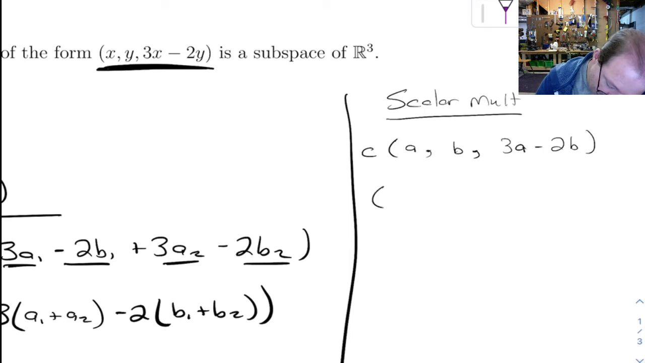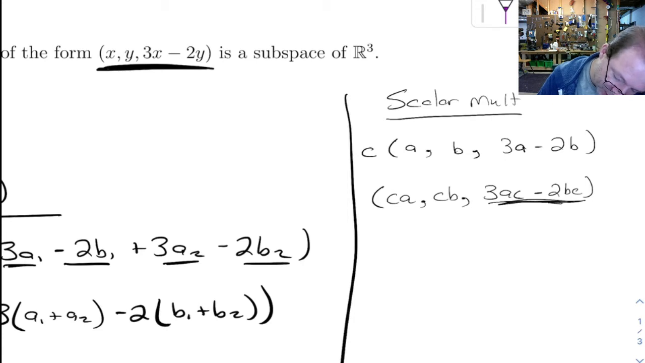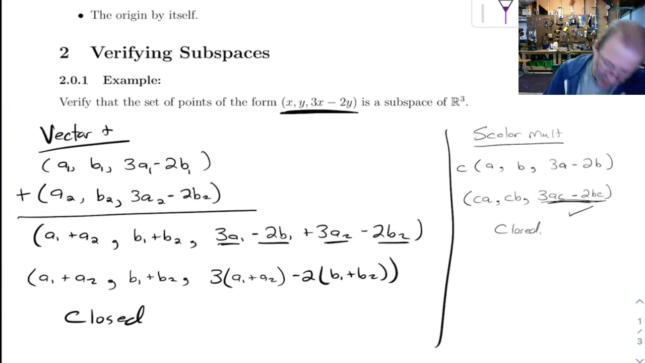When I do that, I get ca, cb, and 3ac minus 2bc. And I have to look at this and say, is this 3 times the first plus, minus 2 times the second? Yeah. So therefore, this is closed. So that's what I have to show in order to show that this is a subspace of R3.